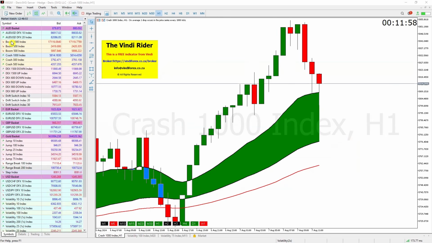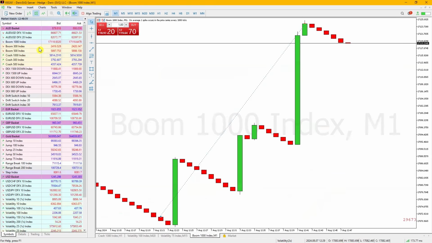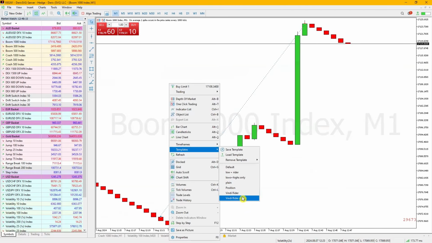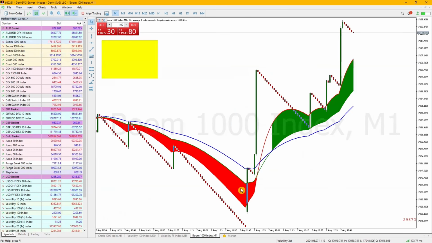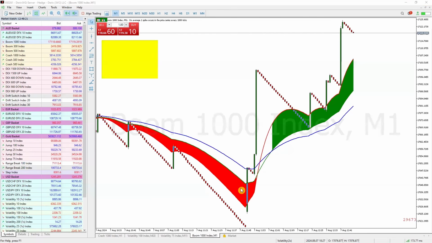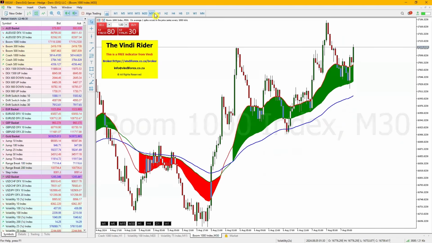Let me show you with the Boom 1000, because maybe now you're confused. So with the boom, remember I was saying I'm going to buy this. Let me again load the indicator. With the boom, I said I'm going to buy this thing. But I needed the supporting documents, I needed supporting reasons as to why I'm doing it, because I can't be driven by emotions.